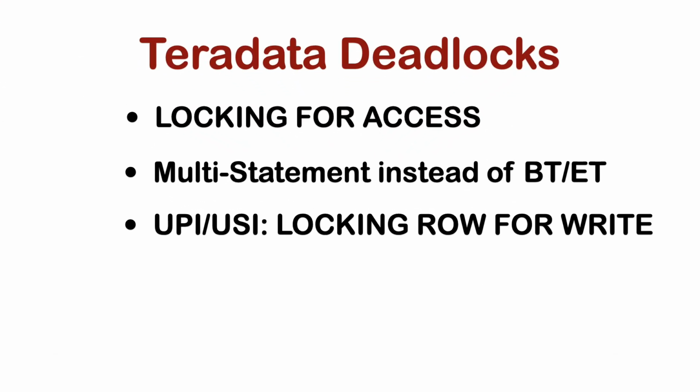For unique index access, unique primary index, unique secondary index, use locking row for write or exclusive before executing a transaction. Row hash locking is the most granular way of locking and should always be used, if possible, instead of locks on the whole table. Teradata can upgrade to table locks anyway if it makes sense.